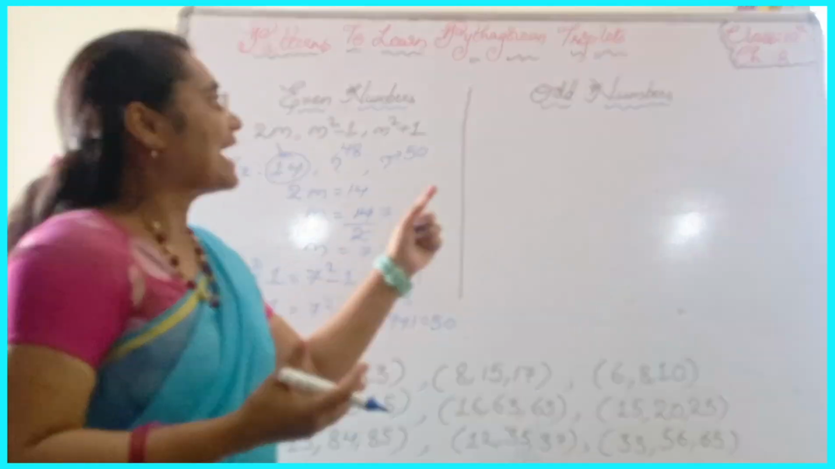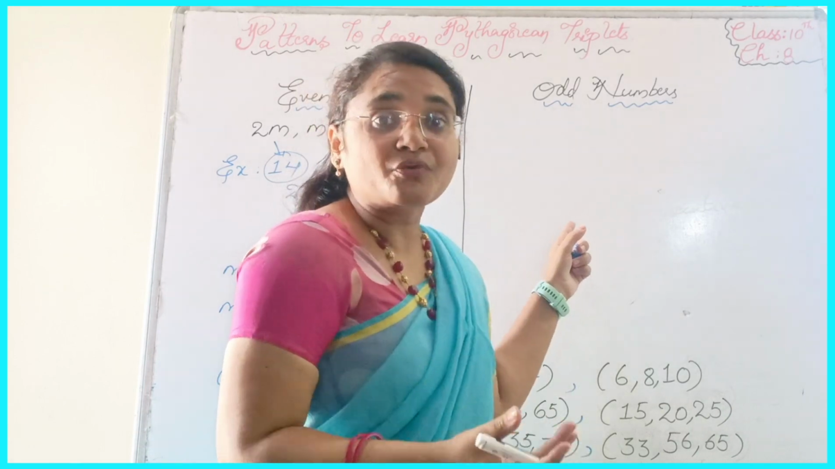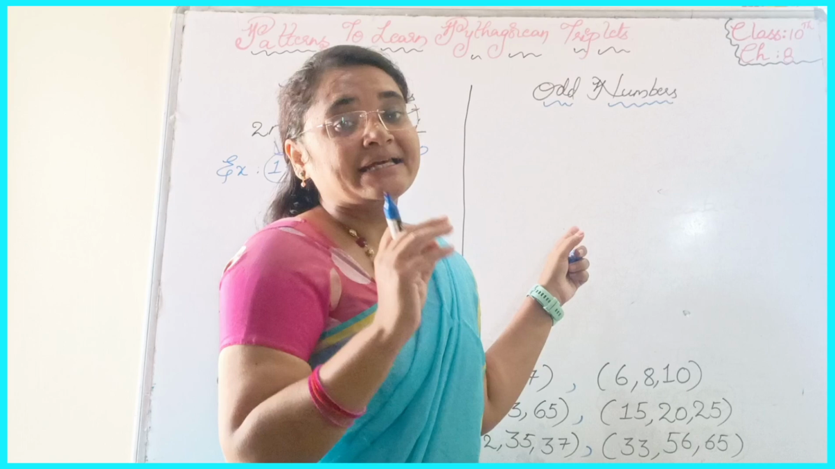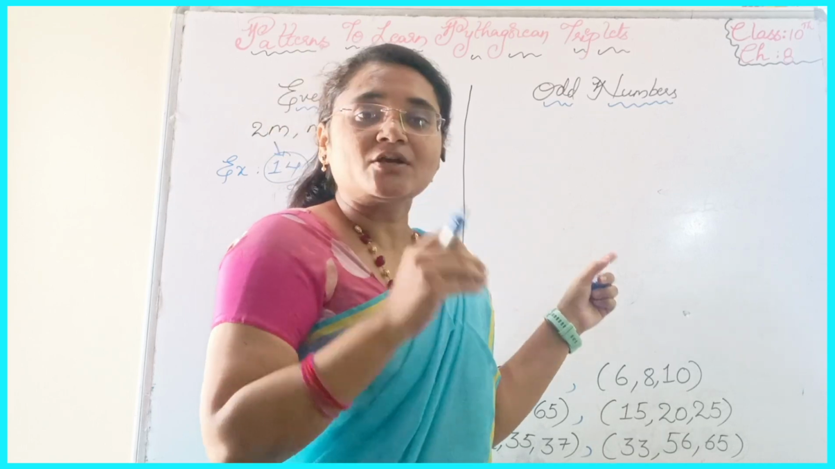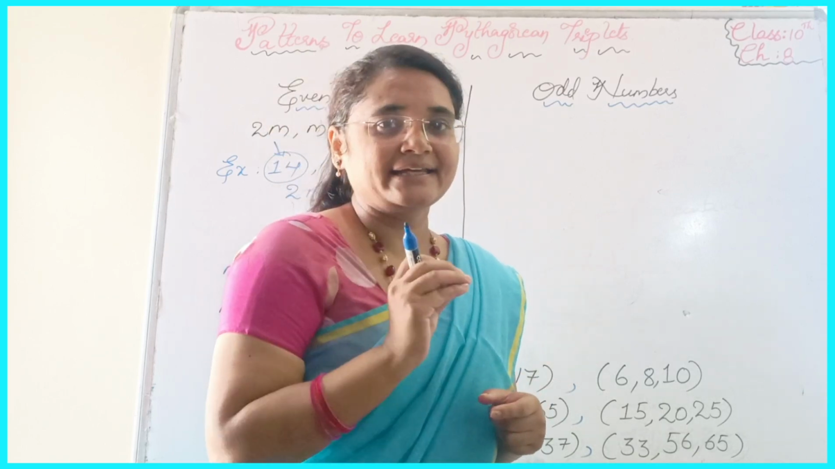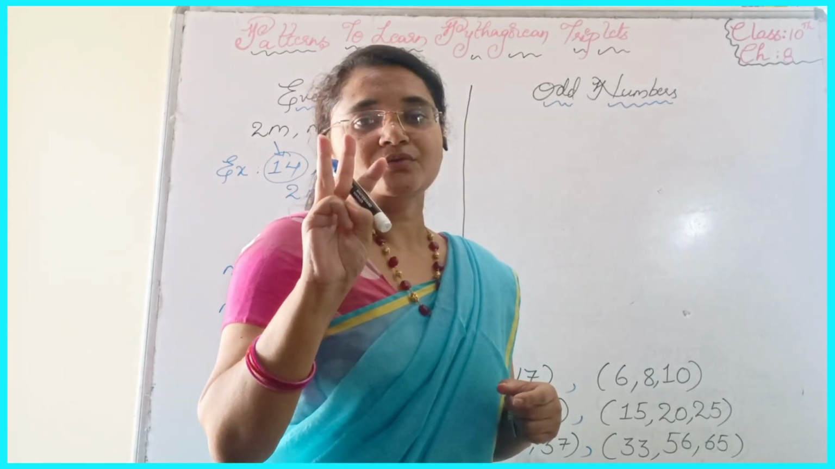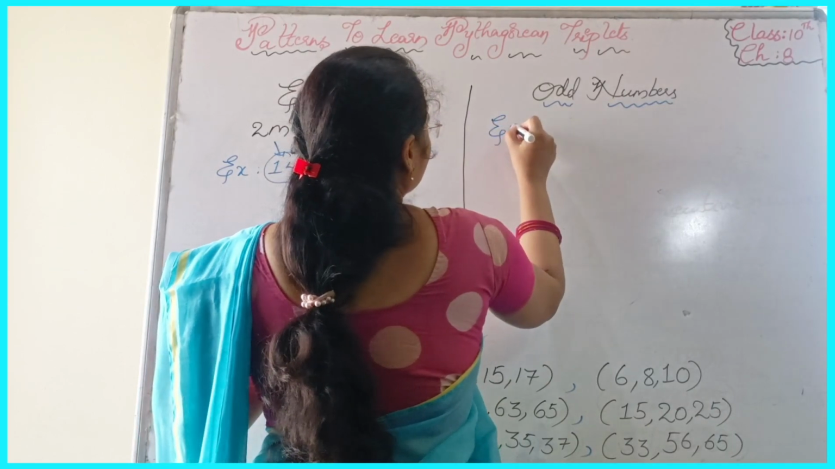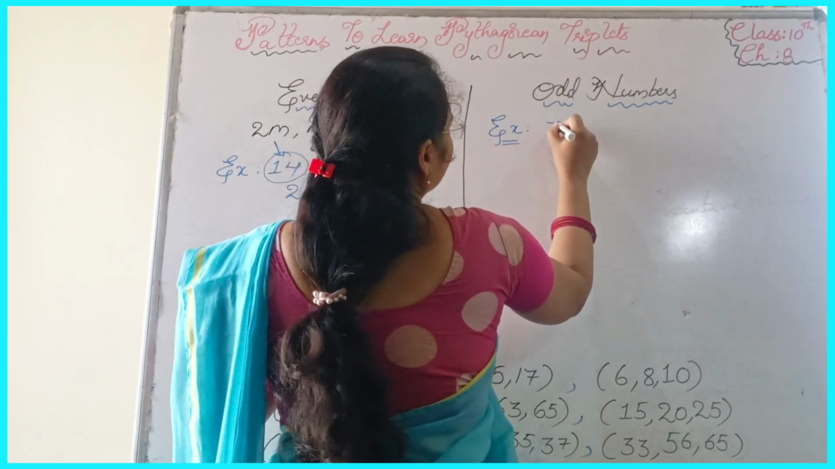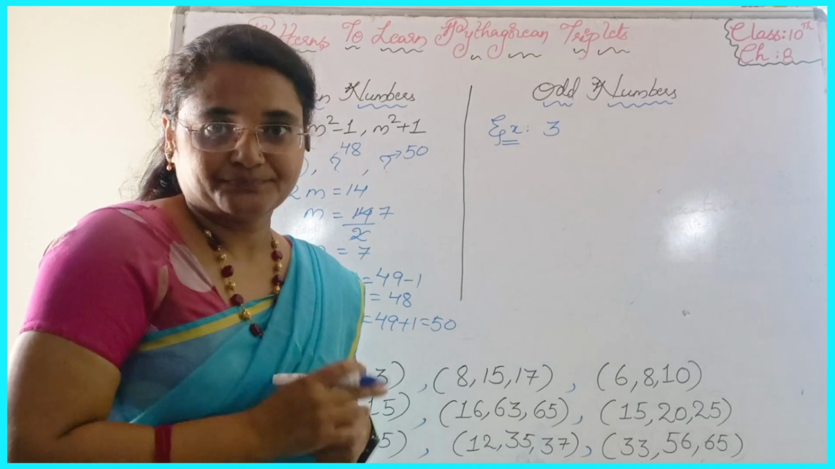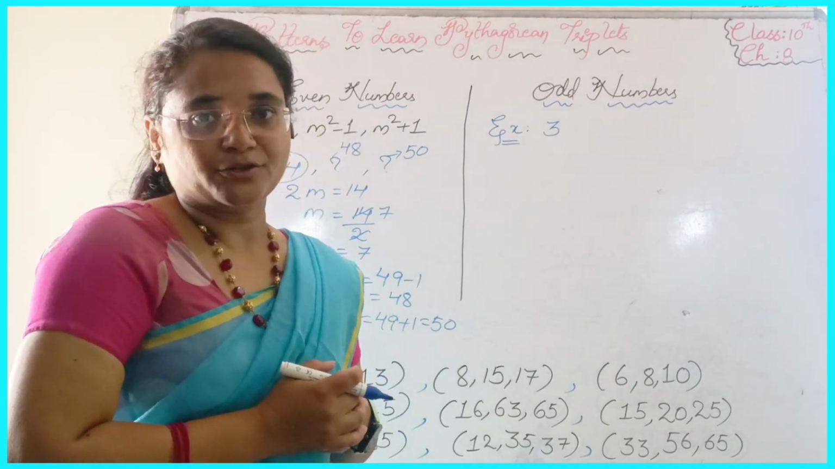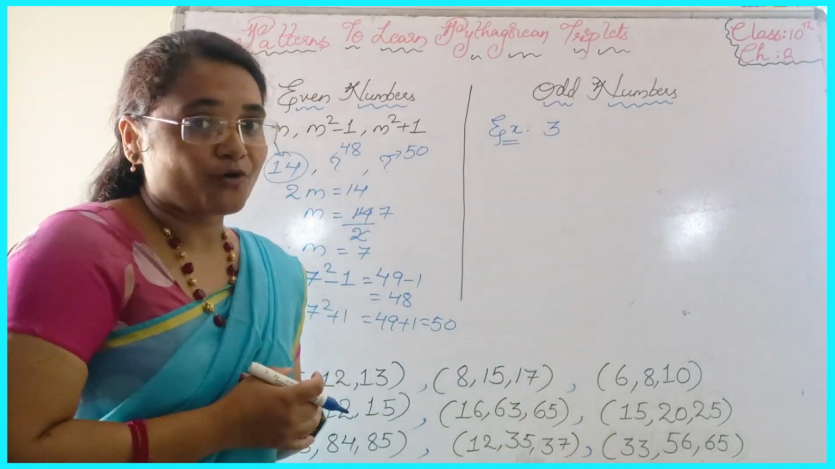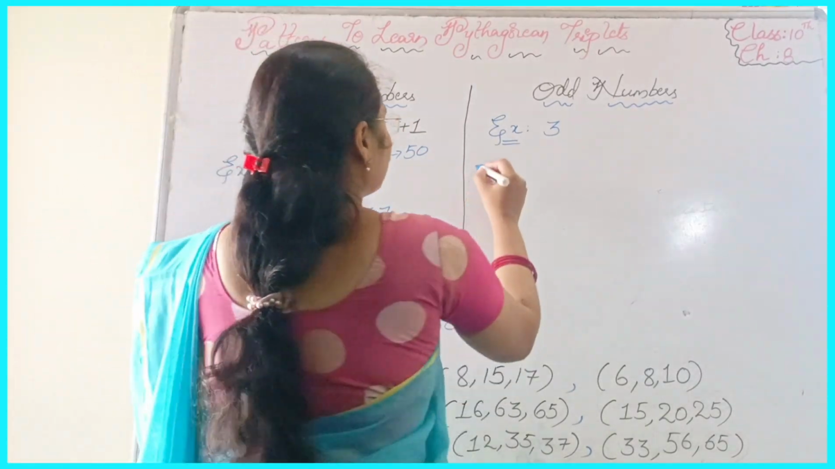Let's move on to the next category, odd numbers. How to find the triplet if one number is given as an odd number? The remaining two values, how to find? Here also we have a short technique, following two steps. Let's see. First we'll take an example, a small basic odd number. Let's assume 3 as one number in the Pythagorean triplet. Now moving to the two steps. What are the two steps to follow? We are going to see now. Step 1.